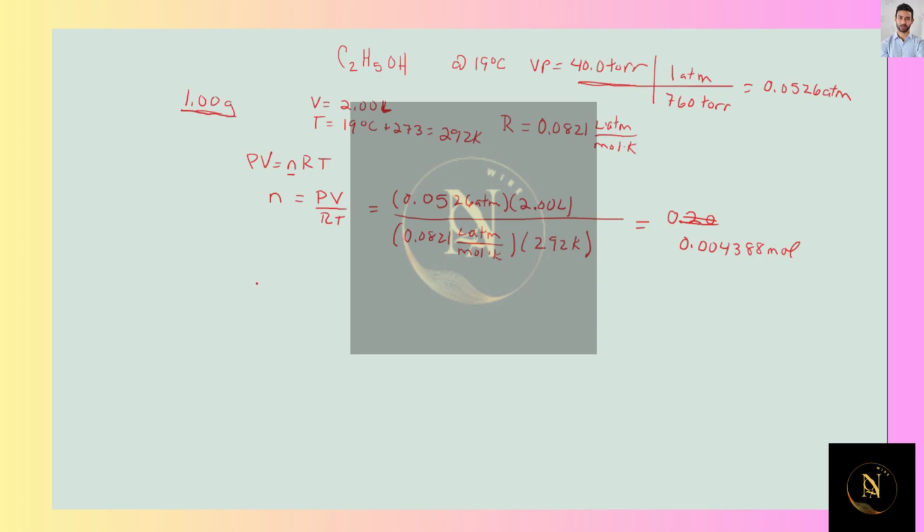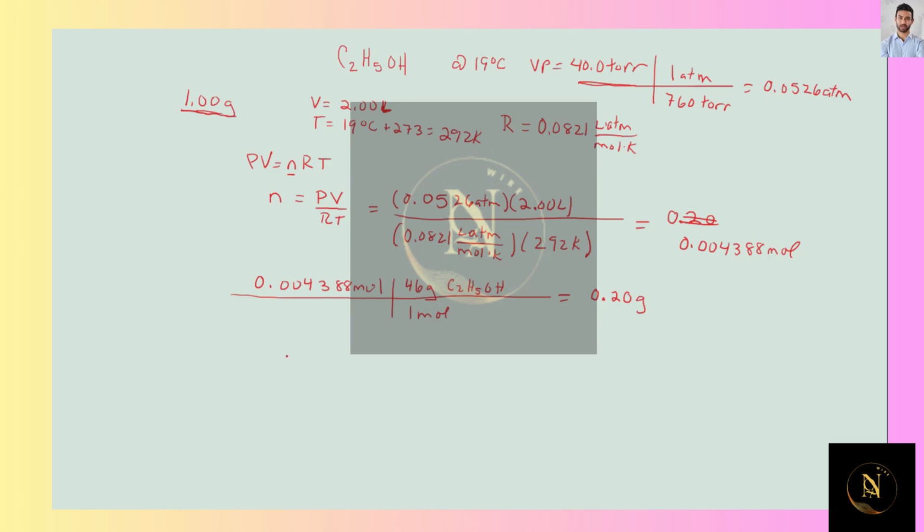Now I'm going to take that number of moles of ethanol, 0.004388 moles, and I'm going to convert it to grams to figure out how many grams of the ethanol are changing into a gas. So for every 1 mole of ethanol, the molar mass of ethanol is 46 grams, because that's C2H5OH. And that gives me my 0.20 grams of ethanol.